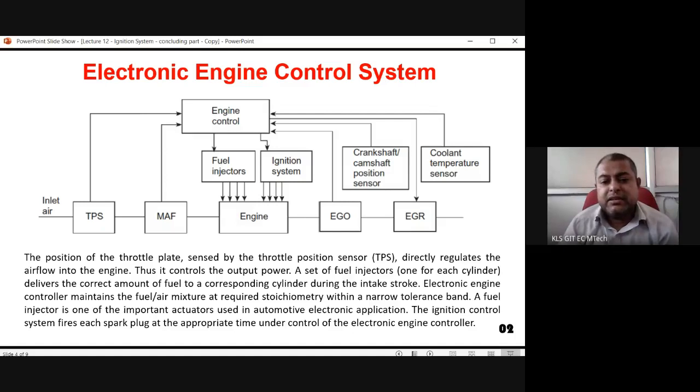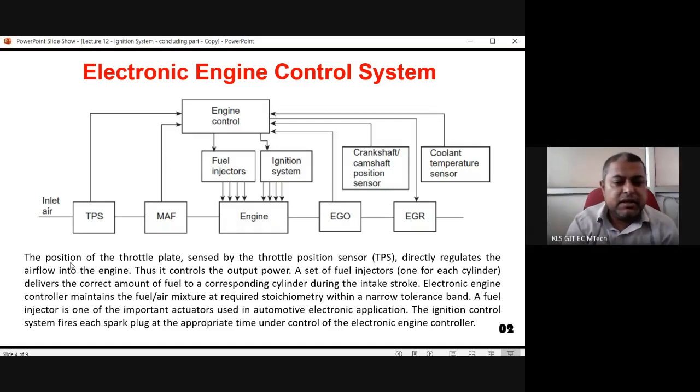A set of fuel injectors, one for each cylinder, delivers. So here there are 4 fuel injectors, 4 channels from the fuel injector. That means there are 4 cylinders. A set of fuel injectors delivers the correct amount of fuel to the corresponding cylinder during the intake stroke. So depending on how much is the inlet air, this fuel injector is spraying fuel accordingly. So the more the inlet air, the more fuel will be injected inside the engine. That will produce more output power, and the vehicle will be running with higher acceleration. Intake stroke means the air is being sucked.